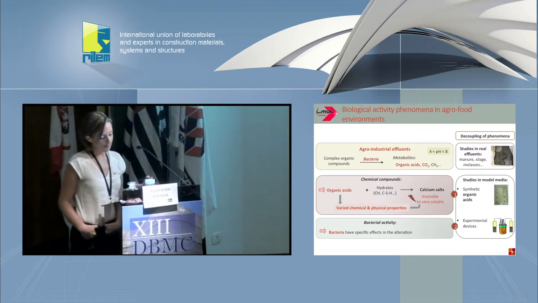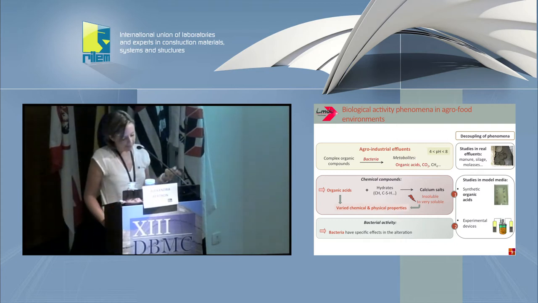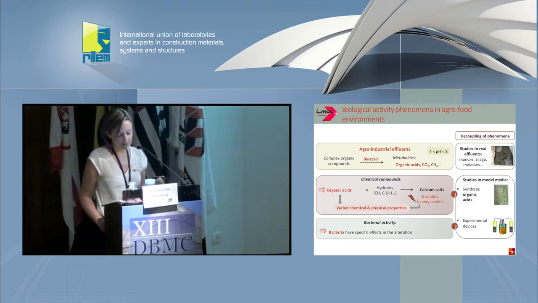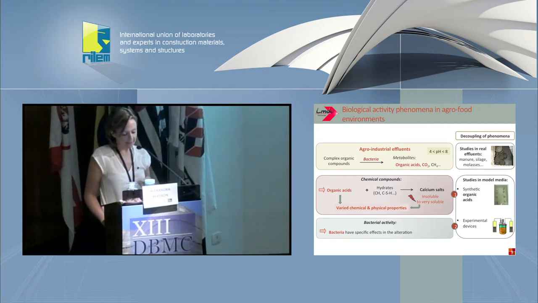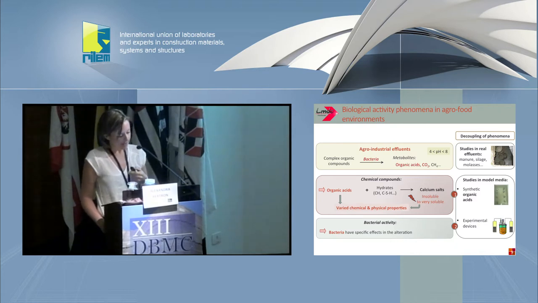First, the chemical compounds, mainly organic acids, which react with hydrates of the cement paste to form calcium salts, which can be insoluble to very soluble in water. The difficulty is that these organic acids and the calcium salts have very varied chemical and physical properties. The second type of aggressive agents is the bacterial activity, which has a specific effect in the alteration.